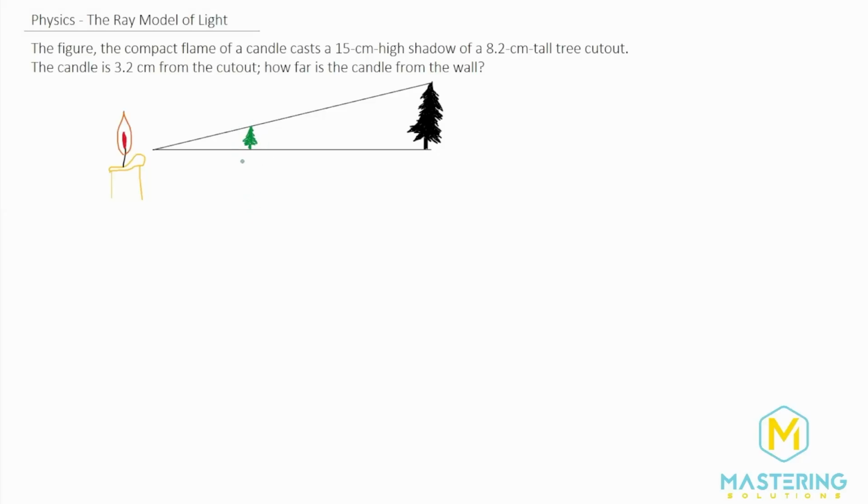I've drawn a picture of what's happening here. We have a little tree cut out, and the candle casts a shadow up against the wall. We're told that the height of the shadow is 15 centimeters tall, and the height of the little tree cutout is 8.2 centimeters tall. We need to figure out how far the candle is from the wall.